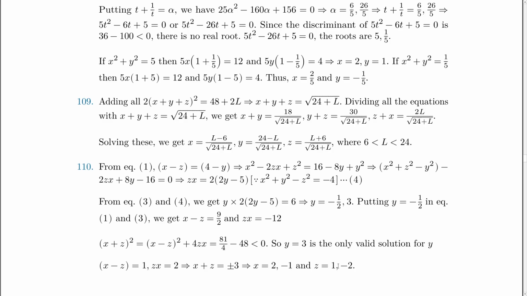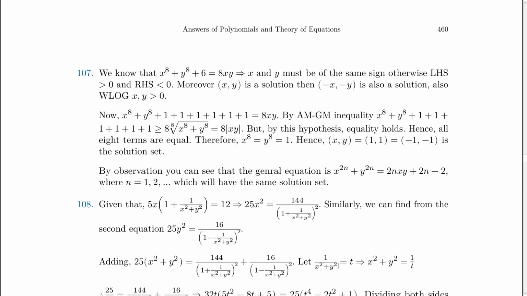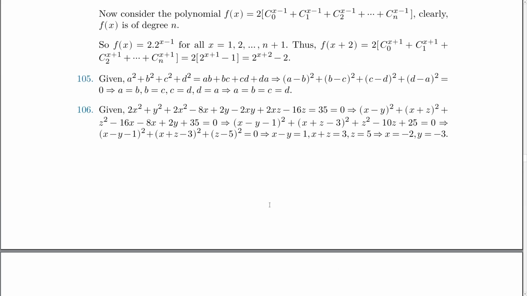So with this, we come to the end of this video. I will make sure that I correct question number 106. This is z square, and this sign is plus. So I'll make these two corrections here.